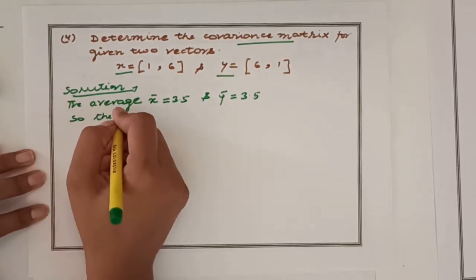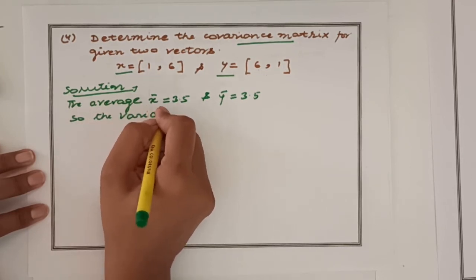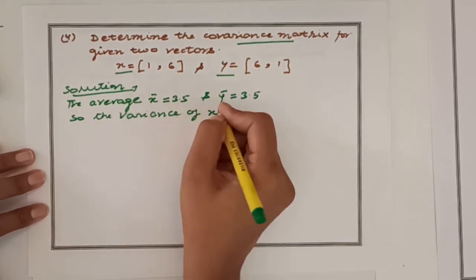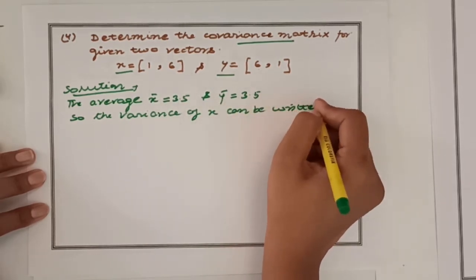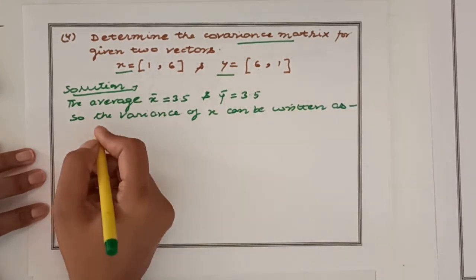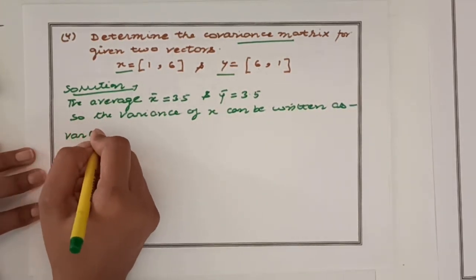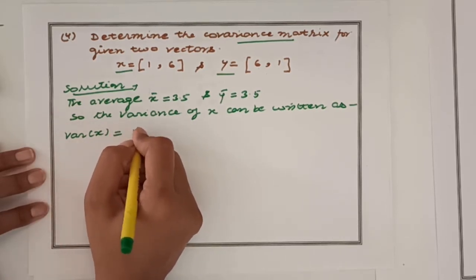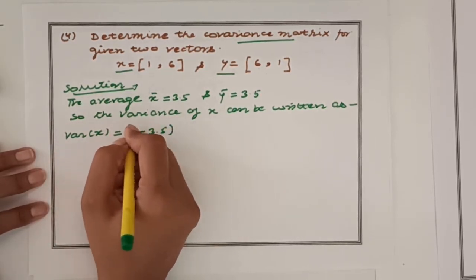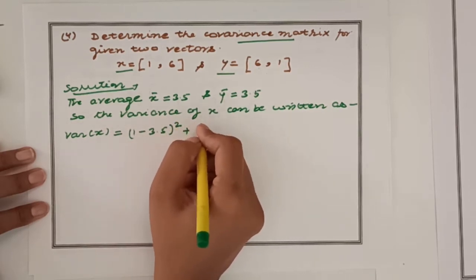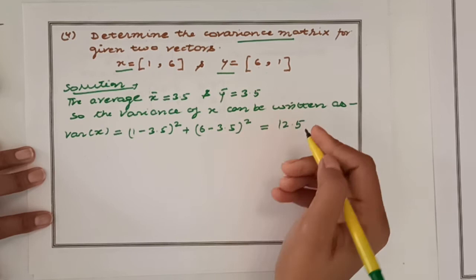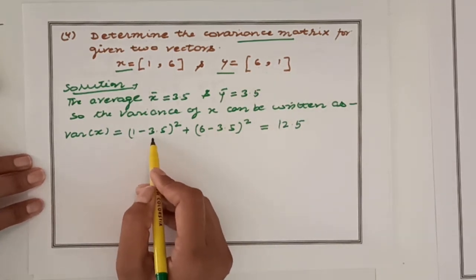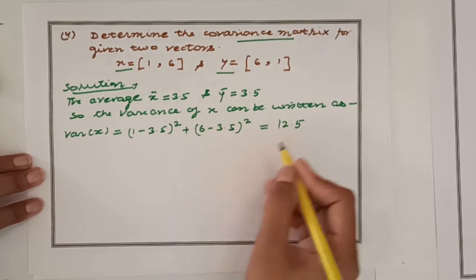So the variance of x can be written as, variance of x is what? 1 minus 3.5 its whole square plus 6 minus 3.5 and its whole square. If you simplify it, you would be getting 12.5. Means 1 minus 3.5 its whole square plus this term.